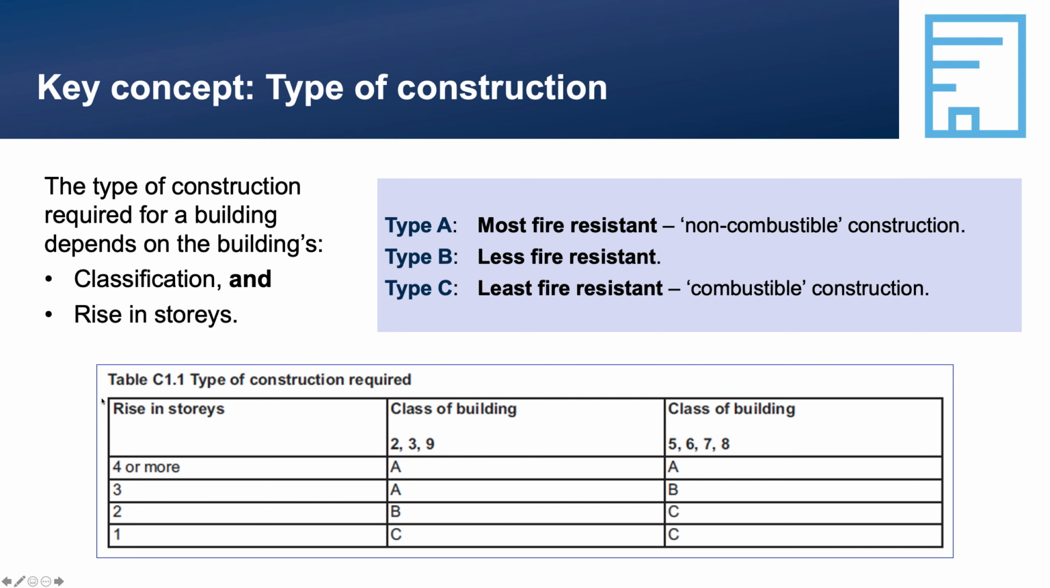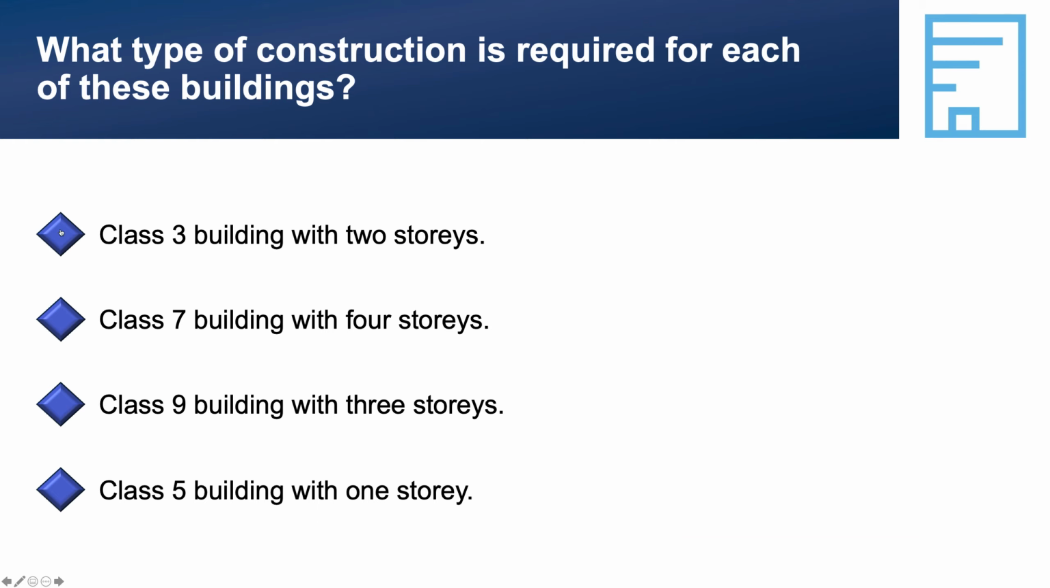Some buildings can have more than one type of construction. The requirements in Table C 1.1 are DTS provisions, and a designer or builder always has the option of developing a performance solution to meet the performance requirements. Let's test your knowledge with a few questions. What type of construction is required for each of these buildings?